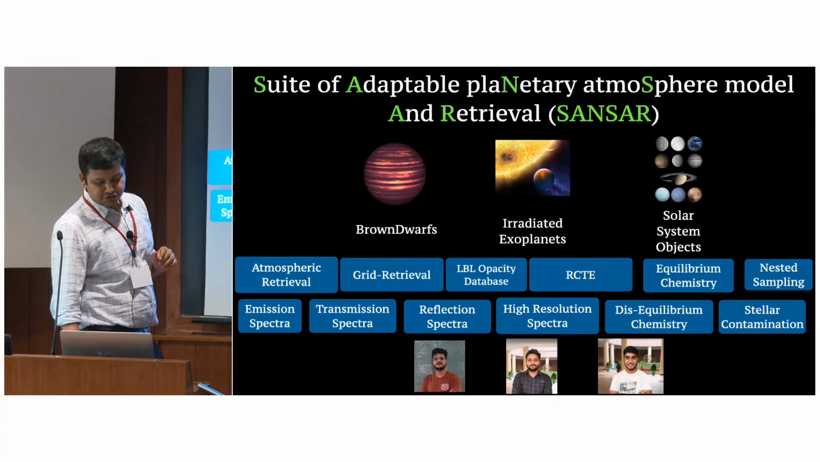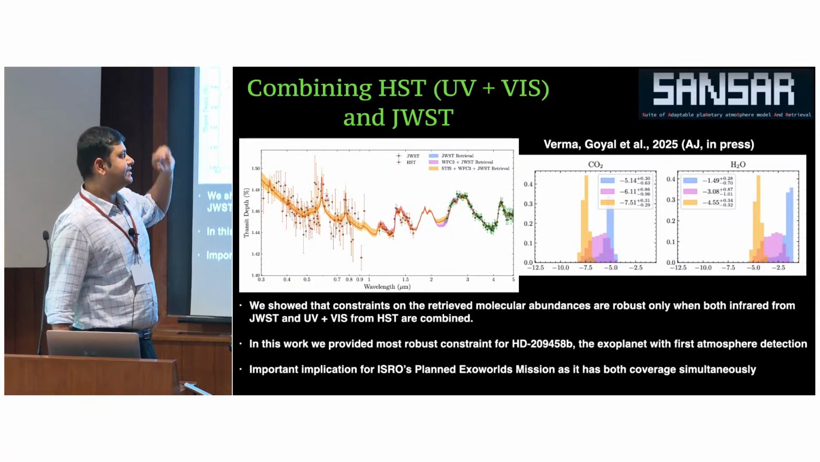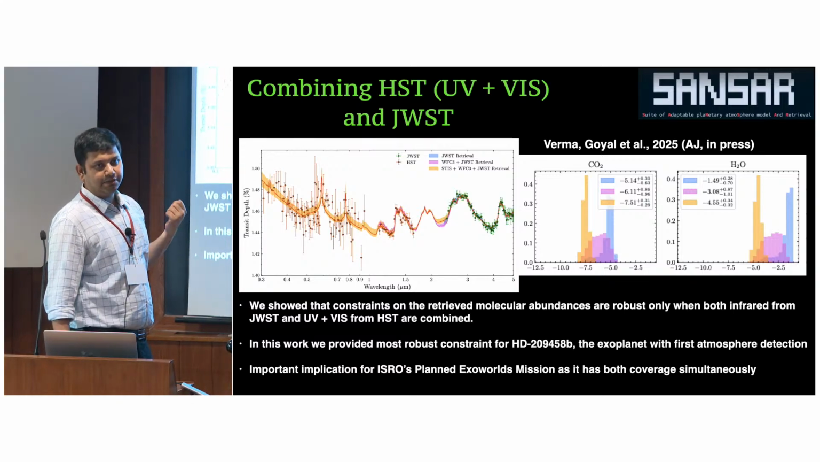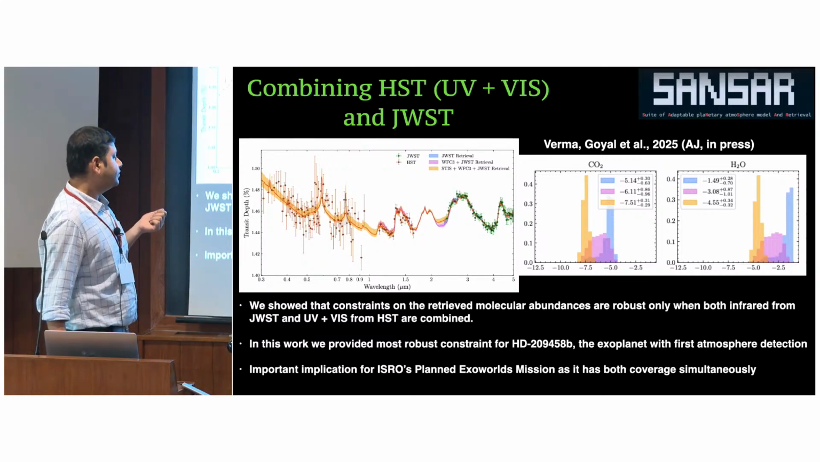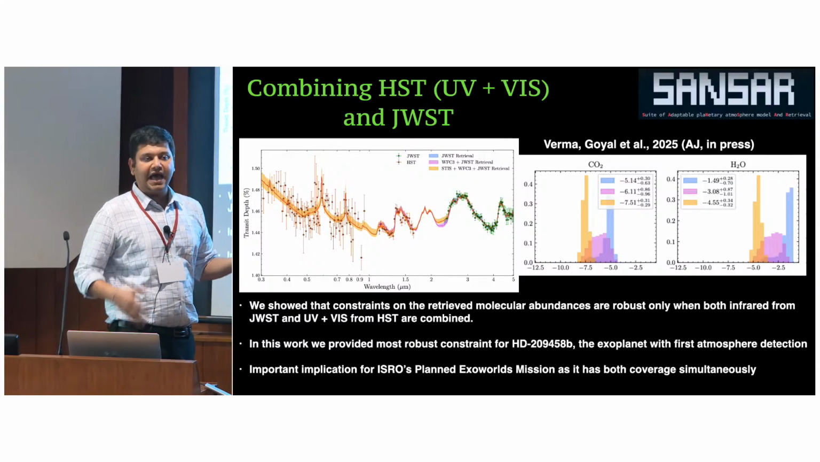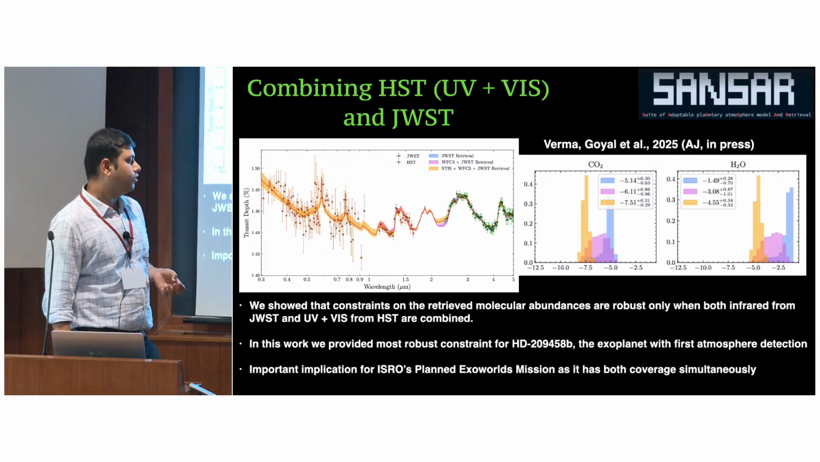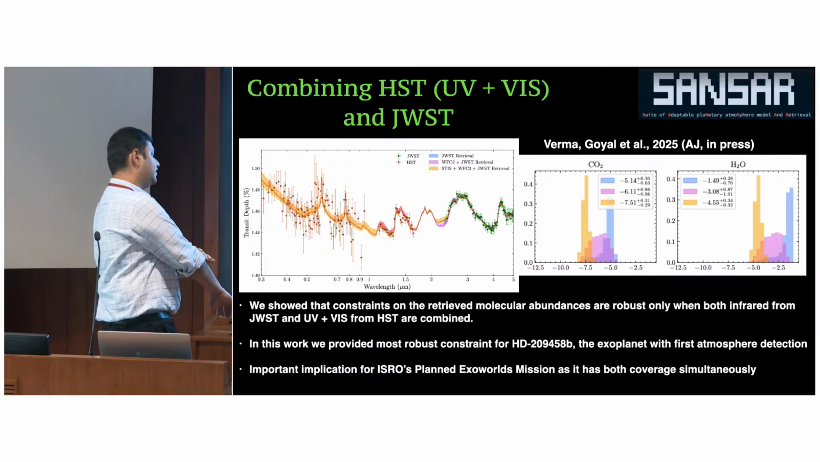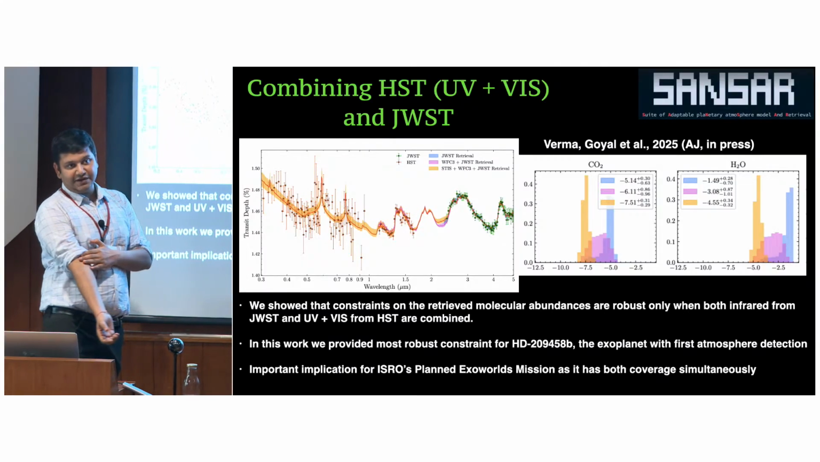Of course, it takes time. So we have interpreted many. We have recently interpreted Hubble and JWST observations, and we showed for the first time that we need both Hubble and JWST to get accurate constraints. Okay, and here I also wanted to point out that India is also planning one more mission.